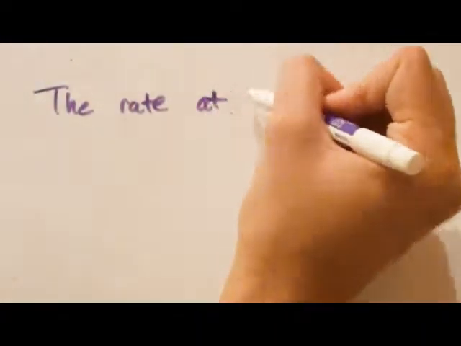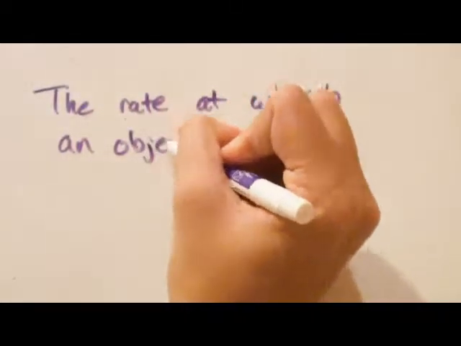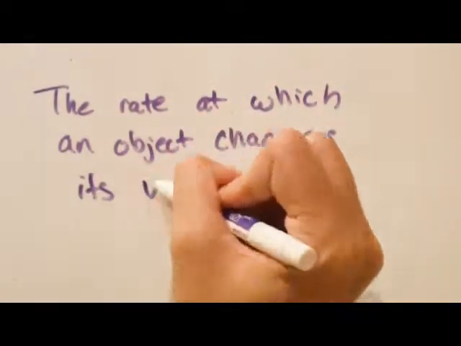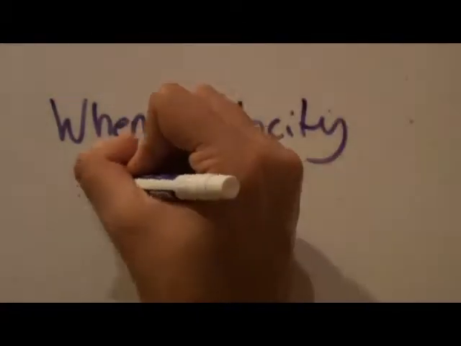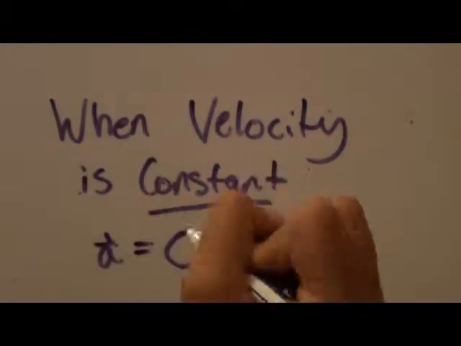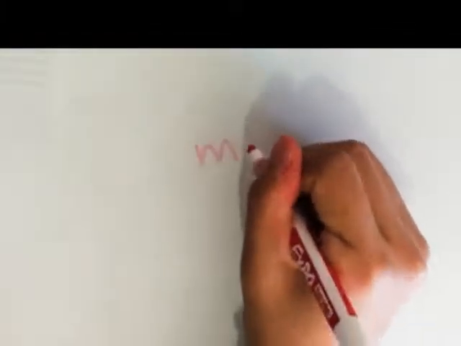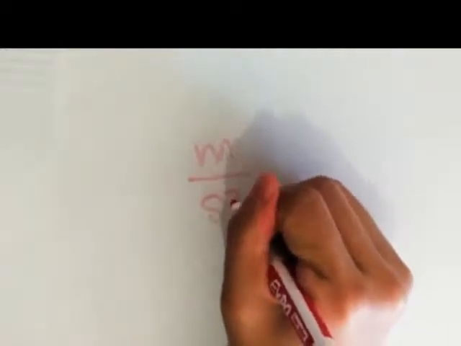In physics, acceleration is defined as the rate at which an object changes its velocity. So when there's no change in velocity, or the velocity is constant, the acceleration will equal 0. The units for acceleration is meters per second squared.